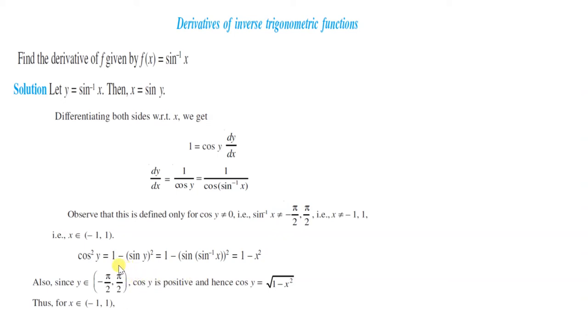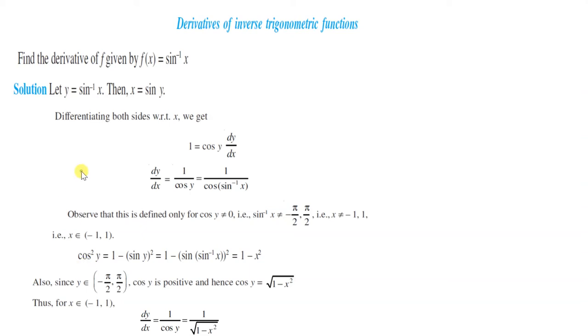Now it means this covers our fourth and first quadrant, and in both these quadrants cos is positive, so while taking the square root we will take only the positive sign here, so we can have cos y equal to under root 1 minus x square. So we can write dy by dx is equal to 1 upon under root 1 minus x square. So the derivative of sine inverse x is 1 upon under root 1 minus x square.